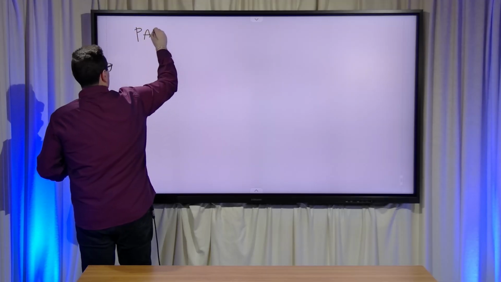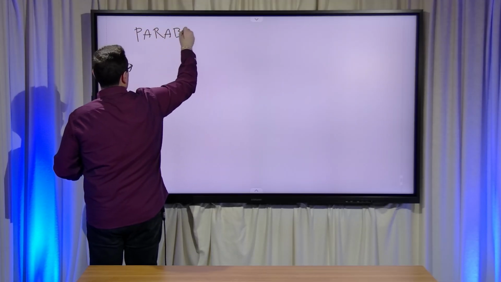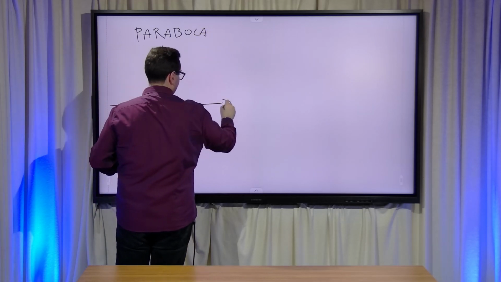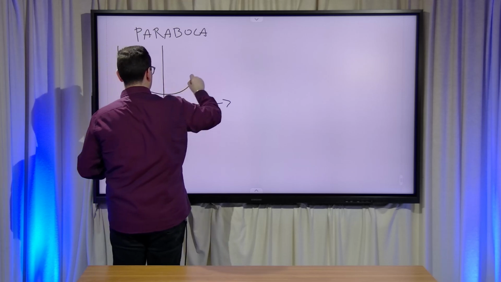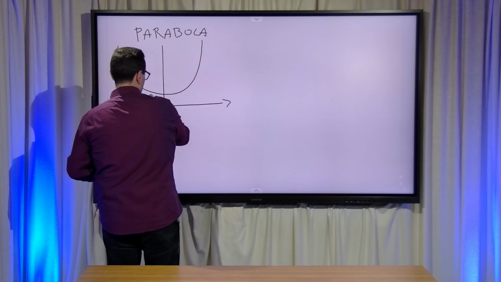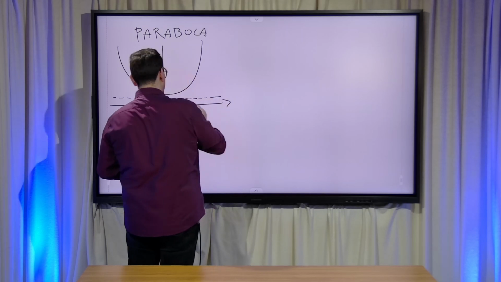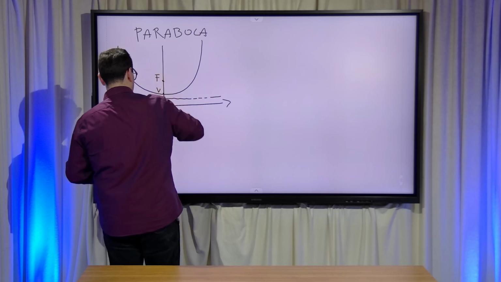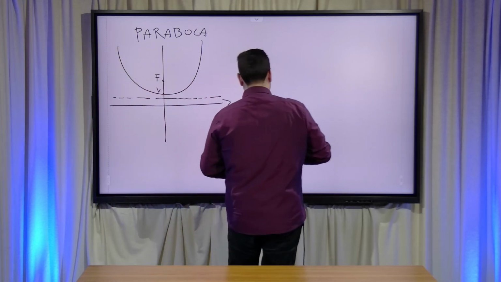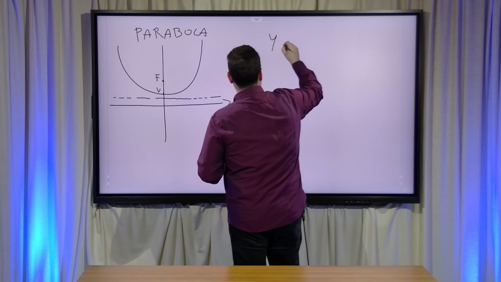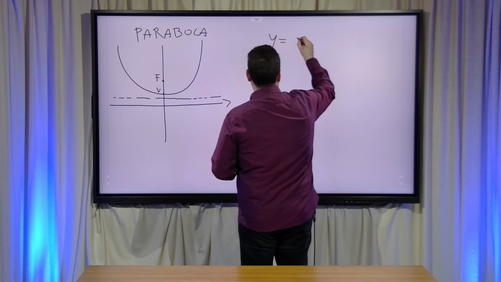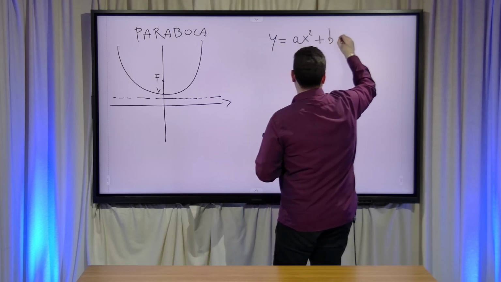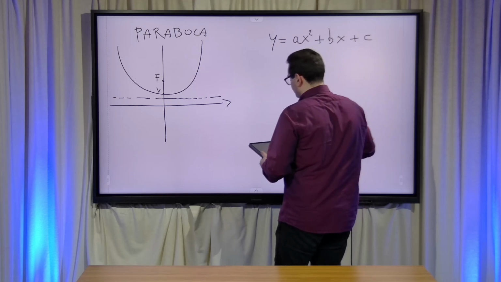Let's see now the concept of parabola. A parabola is this one. Okay, how can we define the parabola? The parabola has this equation, y is equal to a times x squared plus b times x plus c.